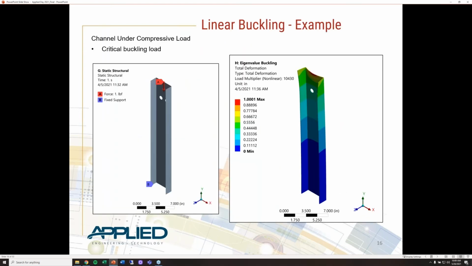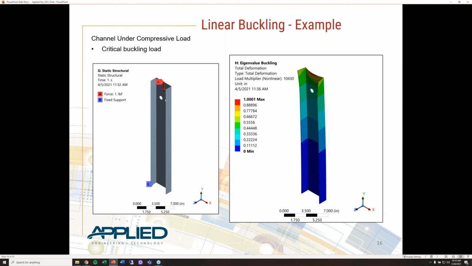We do have some examples of buckling. This particular analysis we're going to look at here was run in the linear buckling environment. This is a channel under a compressive load. It's fixed at the bottom, and we have a unit load applied to the top. And so here we're going to calculate our load multiplier and our buckling shape.